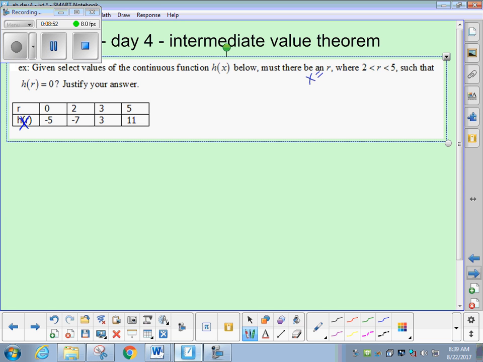Because you're going from -7 to 11. Can you go from -7 to 11 without passing through 0 along the way? Obviously, you have to pass through 0, assuming the function is continuous. Is it? It is. They give it to you.